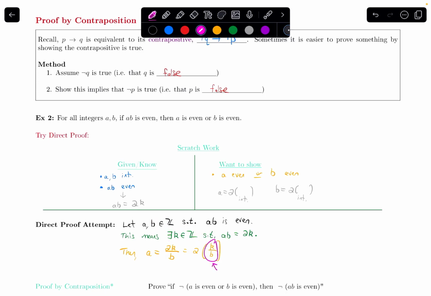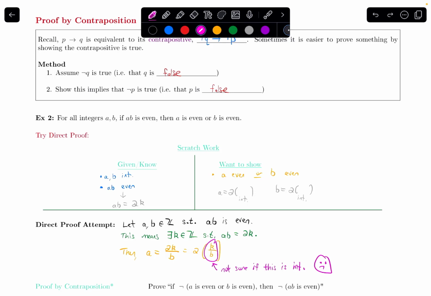So we are not sure if this is an integer. So I'm going to put a sad face here. We're kind of getting stuck trying our direct proof. So that's one of the reasons we might try to prove something using the contrapositive, doing a proof by contraposition. Because we tried direct proof, but it's just not helpful. That will happen often in proof statements where doing a direct proof just isn't helpful. But luckily, we have other methods like the contrapositive.